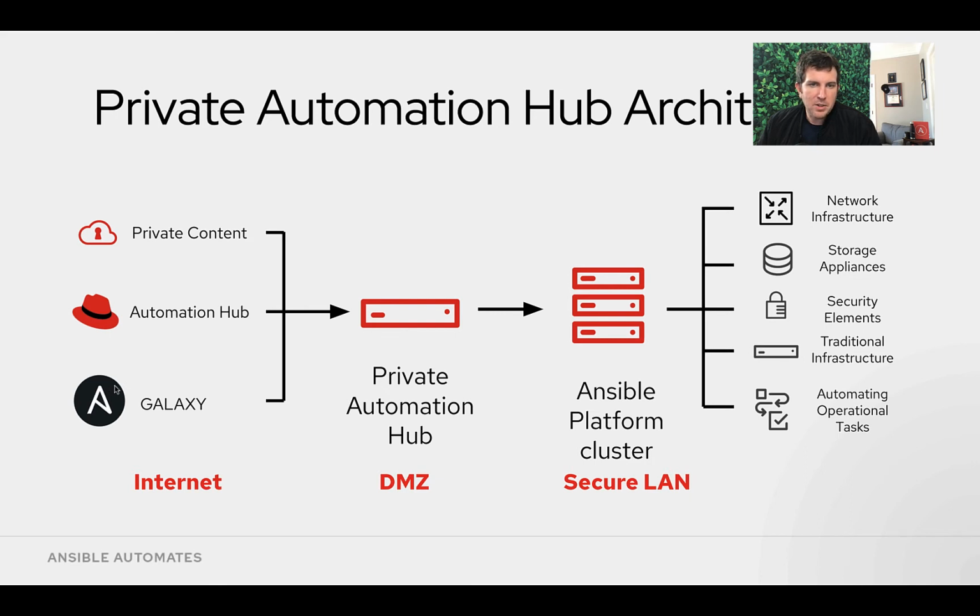So Private Automation Hub allows us to sync to all three of these contents. I can publish my own private content. I can publish or republish Automation Hub, and I can lock in a specific collection version that I've tested within my organization. And I could even pick and choose a community collection if there's not a good alternative that I've tested in house. And then I can sync my platform clusters to the Private Automation Hub.